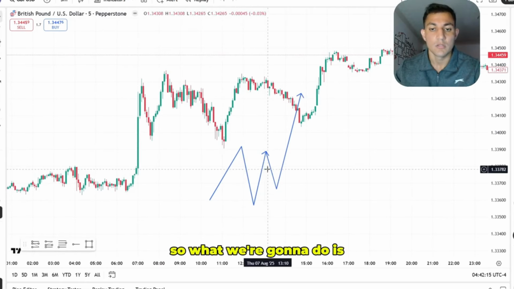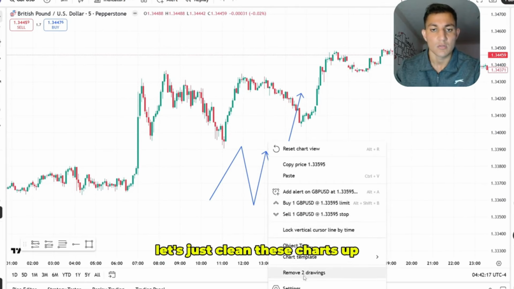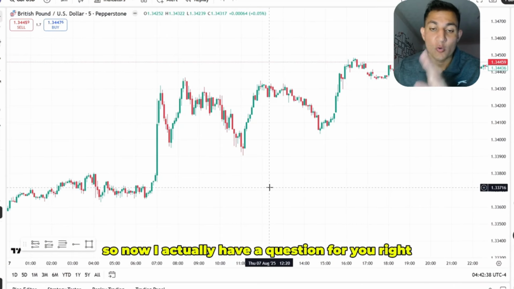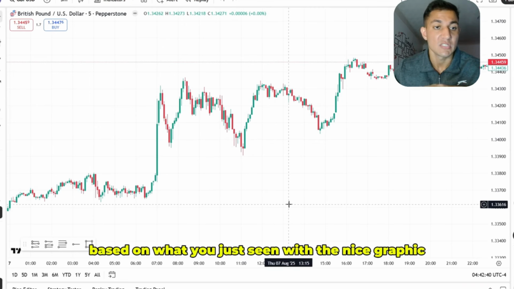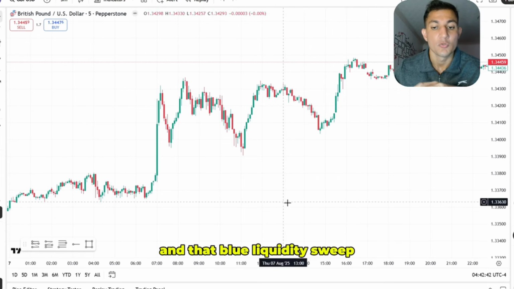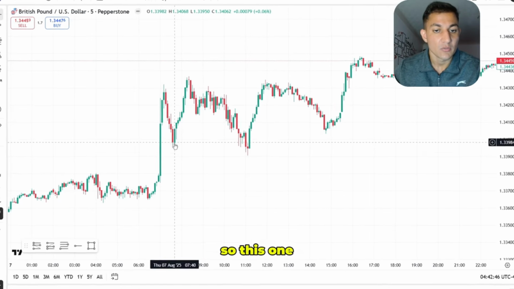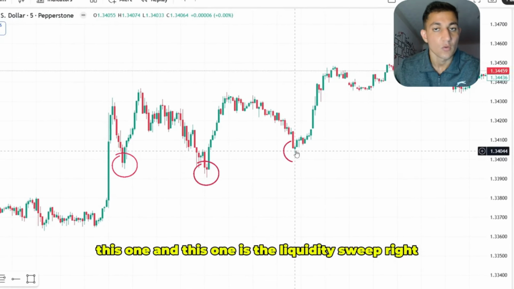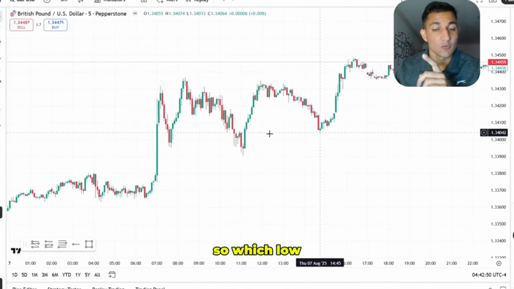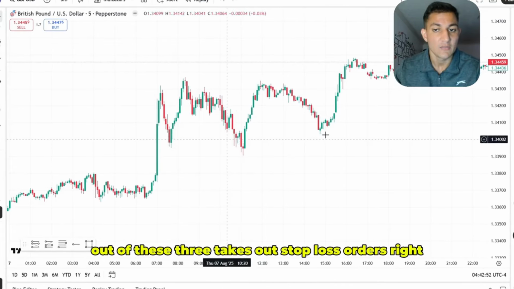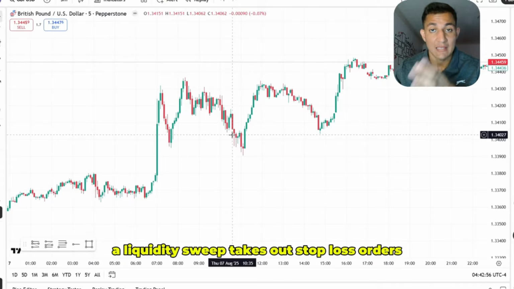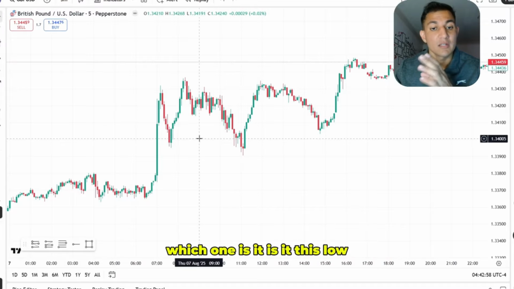So what we're going to do is let's just clean these charts up. So now I actually have a question for you, right? Based on what you've just seen with a nice graphic and that blue liquidity sweep, which low out of these three, so this one, and this one, is the liquidity sweep, right? So which low out of these three takes out stop loss orders, right? Because remember, a liquidity sweep takes out stop loss orders. Which one is it? Is it this low?